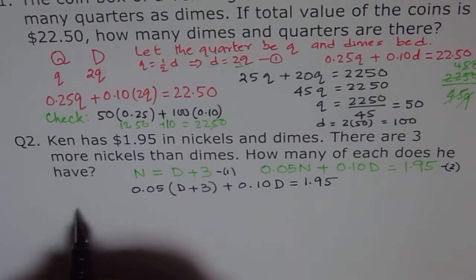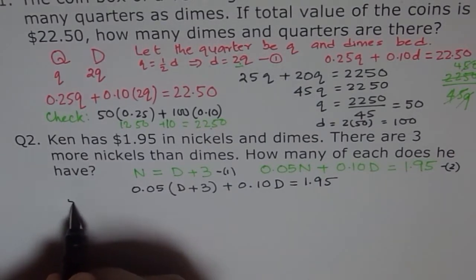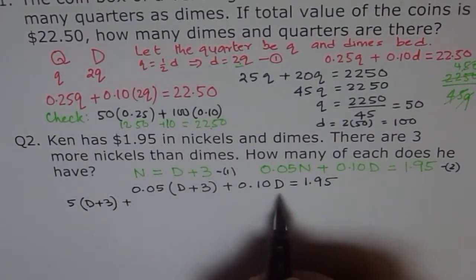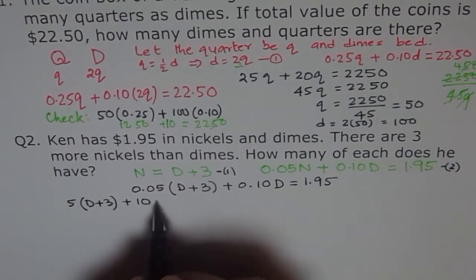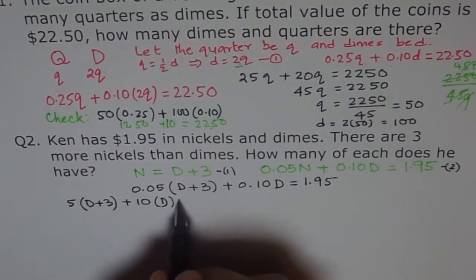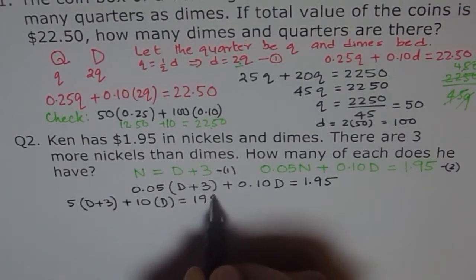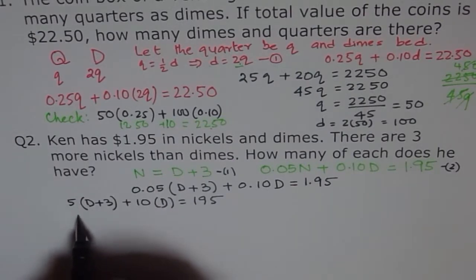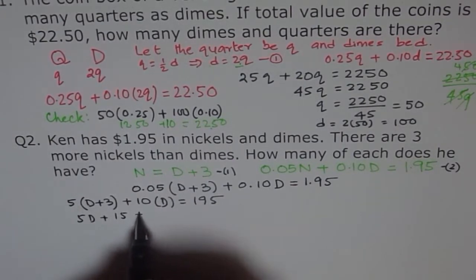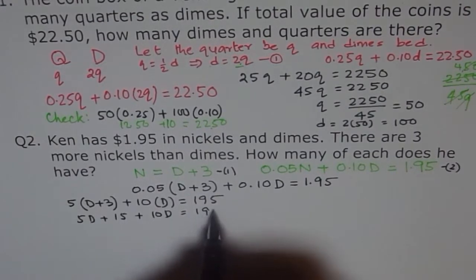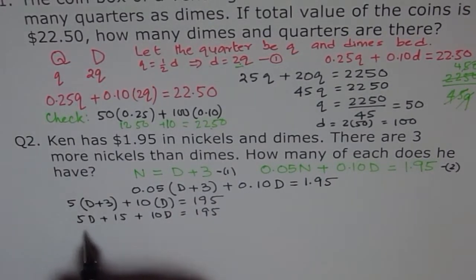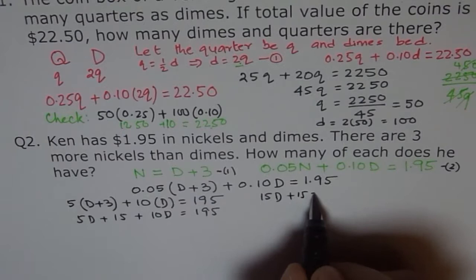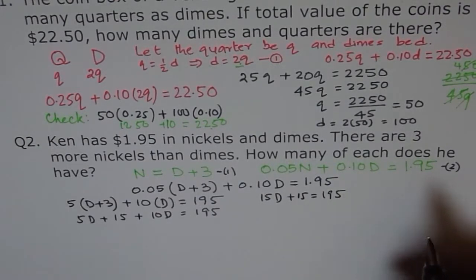Okay, so we get what? Let me start from here. So we get 5 times d plus 3 plus, this is 10, right? Times d is equal to 195. So 5d and 10d is 15d, and 5 times 3 is 15. Okay, let me write like this. 5d plus 15 plus 10d equals 195. And now here 5d and 10d is 15d. So I write 15d plus 15 equals 195, correct?